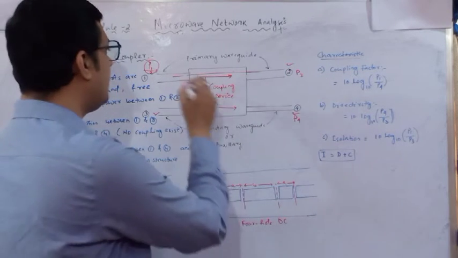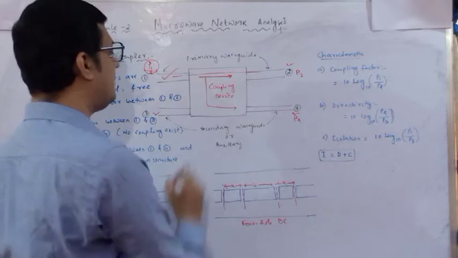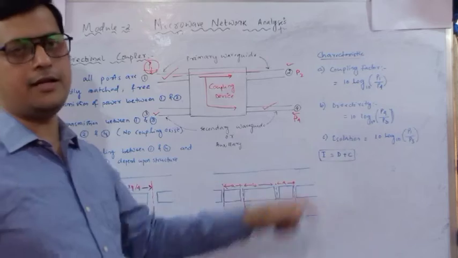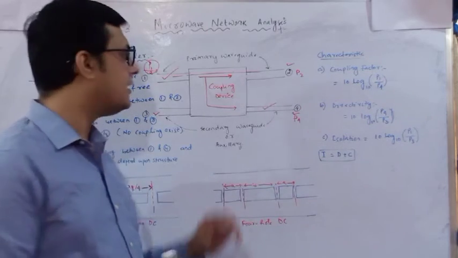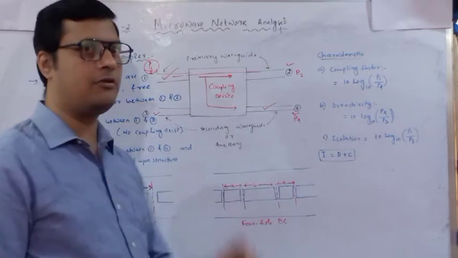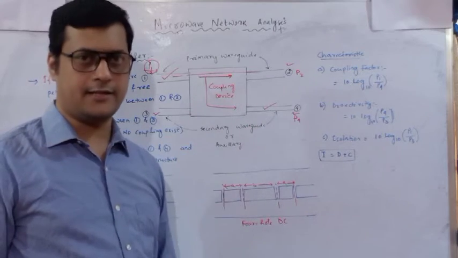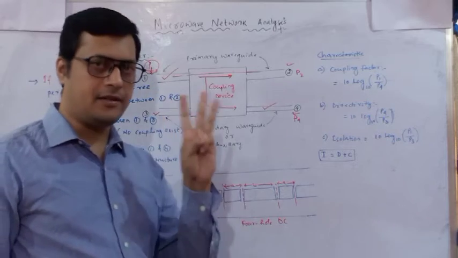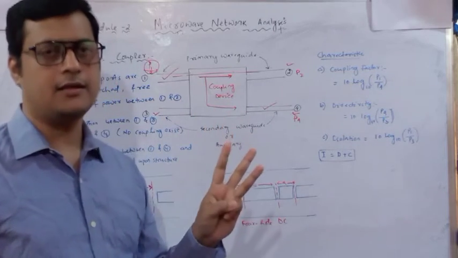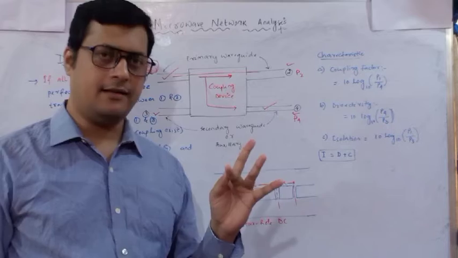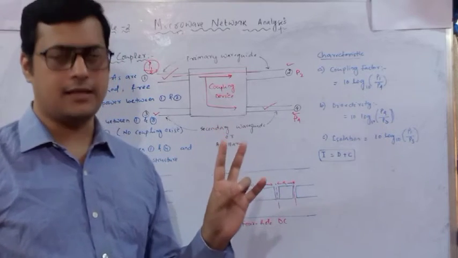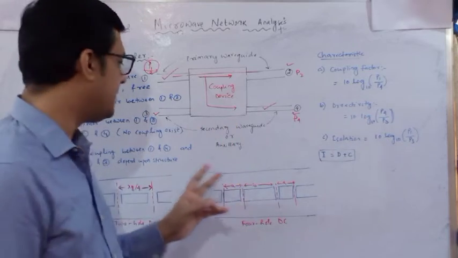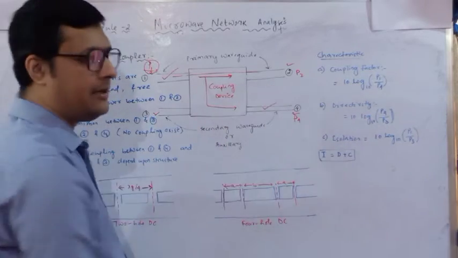Okay. Now this is the primary section, this is the auxiliary section. If you form a relation between primary and auxiliary, P1 with respect to P4, one factor will be generated, that is called the coupling factor. This directional coupler depends upon three basic factors: one, directivity, second, coupling factor, and third, isolation factor. Okay, these are the three factors which we are going to discuss now. Now, first is the coupling factor.